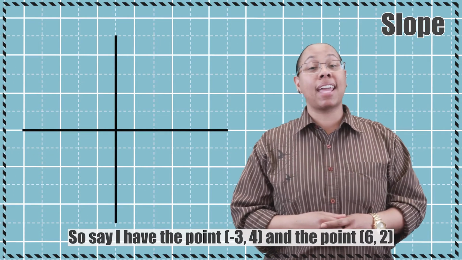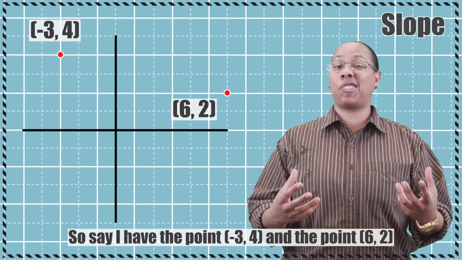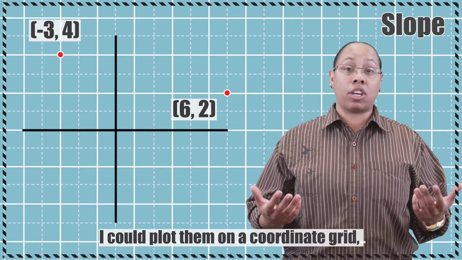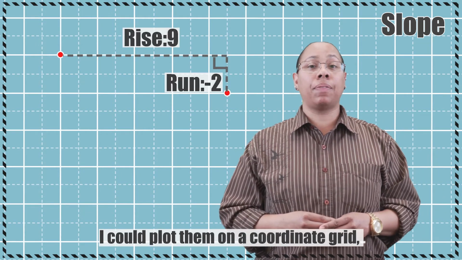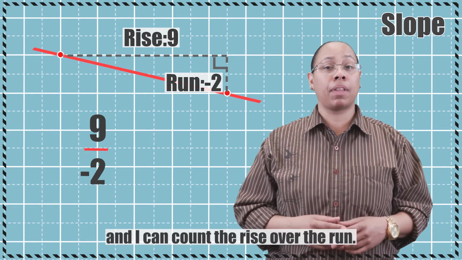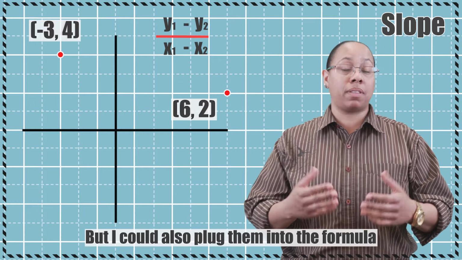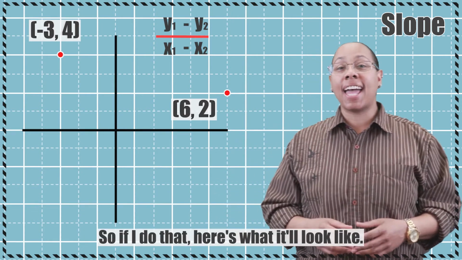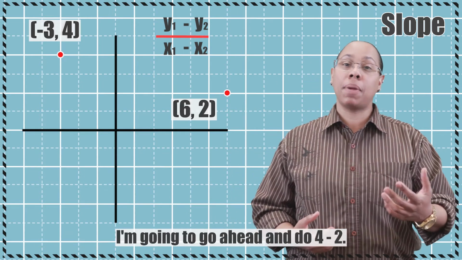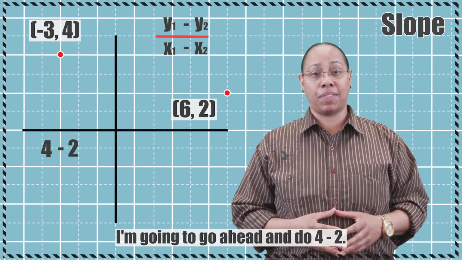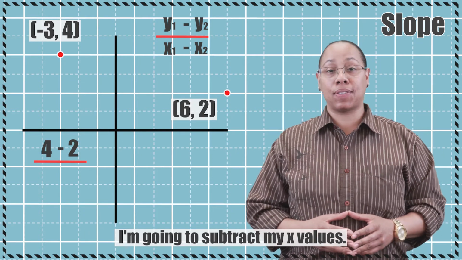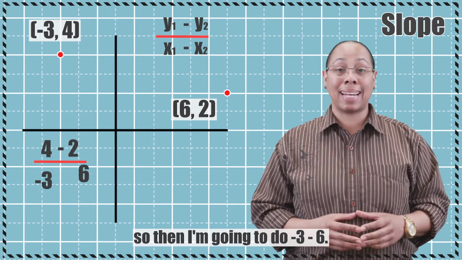So say I have the point (-3, 4) and the point (6, 2), and I want to find the slope between those 2 points. So I could plot them on a coordinate grid, and I could connect them with a slope triangle, and I can count the rise over the run. What I could also do is I can plug them into the formula that we just talked about. So if I do that, here's what it'll look like. So in our numerator, we're going to subtract our y values. So I'm going to go ahead and do 4 minus 2. In the denominator, and in the same order, I'm going to subtract my x values. So then I'm going to do -3 minus 6.